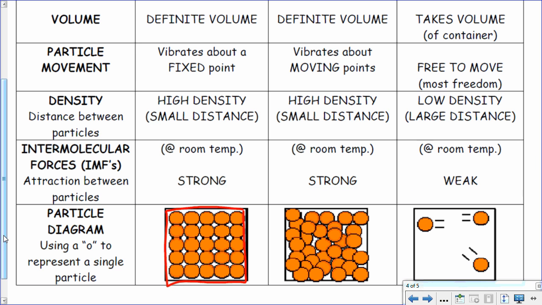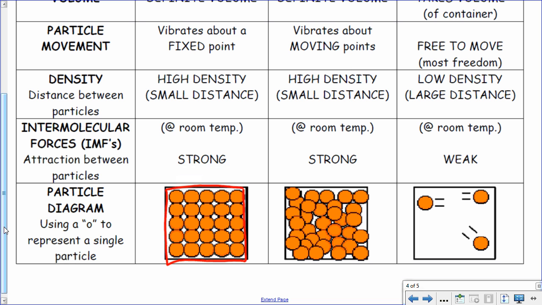And they have very weak intermolecular forces of attraction, which is why they're so thin. You can move through them in the classroom. You're moving through gas all day long as you walk around our planet. So they have very low density, weak intermolecular forces.